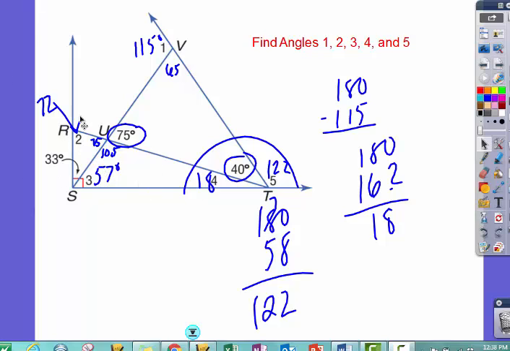Here was just a warm-up. With this, remember there's 180 degrees in a triangle, and the exterior angle rule, so 75 plus 40 equals 115 out here on the outside for angle 1.